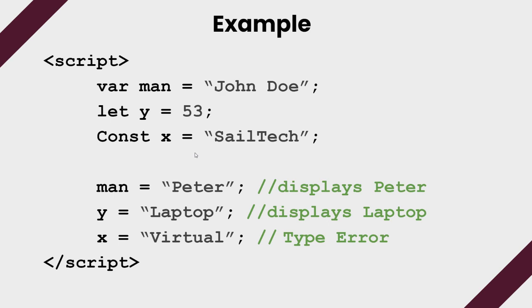Despite the fact that the 53 is a number type and the laptop is of a string type, which means there are two different types, it would actually still work. So that was why I said JavaScript is a loosely typed language. The data types of the values are not tied to the variable names. The variable names can always accept any new value with any new data type. But the const keyword has been initialized with the value of sale tech. Now trying to change it to virtual, it would give us an error, and that's because this isn't allowed in JavaScript.